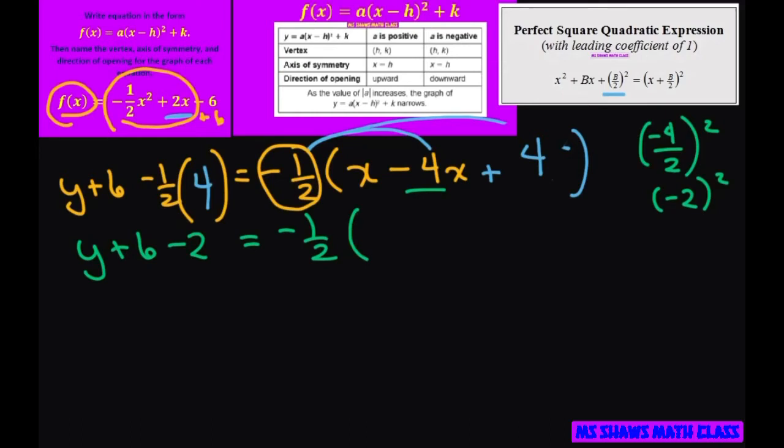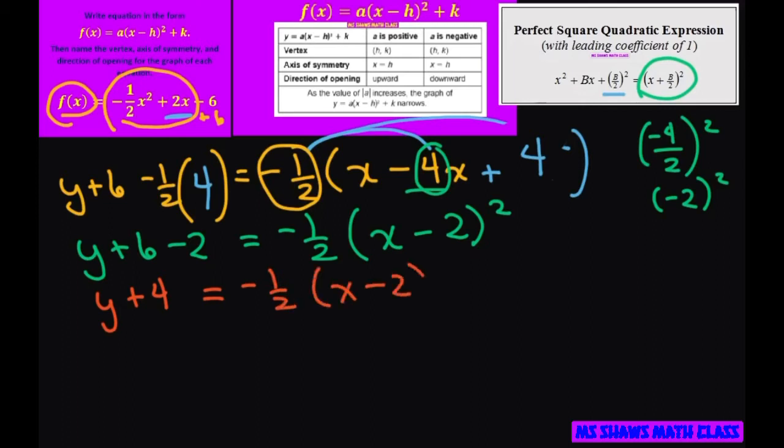And this is going to condense. We want to condense our perfect square trinomial as x minus, and you take half of the 4, which is 2. And then simplifying further, this is y plus 4 equals negative 1/2 times x minus 2 squared. Now for our vertex, it's the distance from 0. So if you set this to 0, you get x equals 2. If you set your y to 0, you get y equals negative 4.